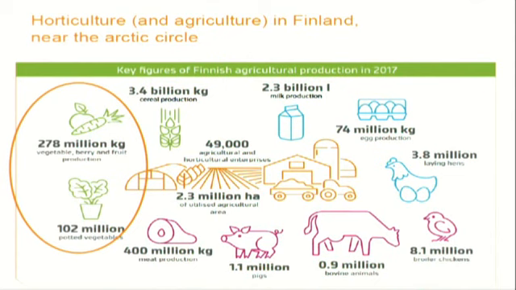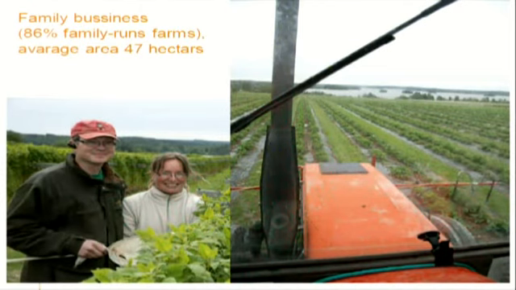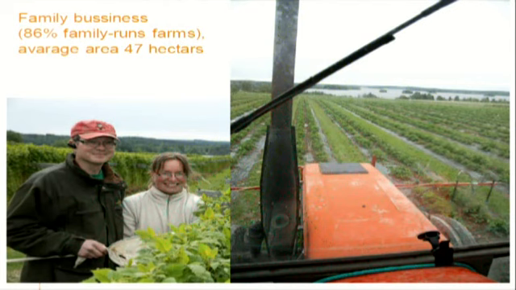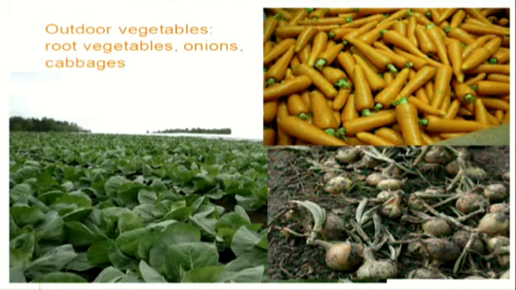Horticulture and agriculture in Finland, it's very small scale, but the most important part of our agriculture is dairy products. But we have also vegetables and flowers. Agriculture in Finland is a family business, not so big, but this is a very typical Finnish couple of farmers. We have lakes and forests, and also we have a little bit of strawberries. Berries and strawberries are the most important berries in Finland, and we have also outdoor vegetables, carrots, onions, cabbage, and so on.